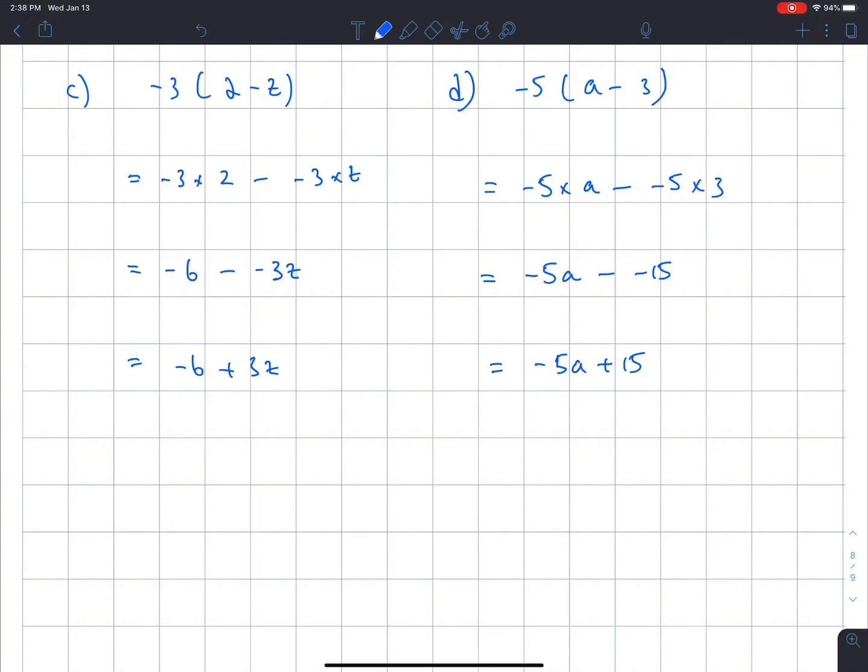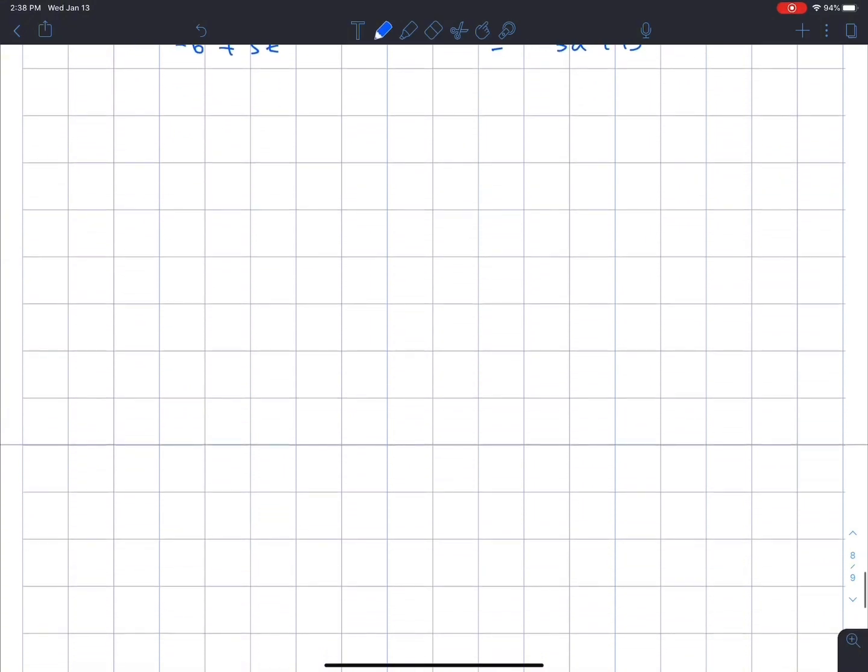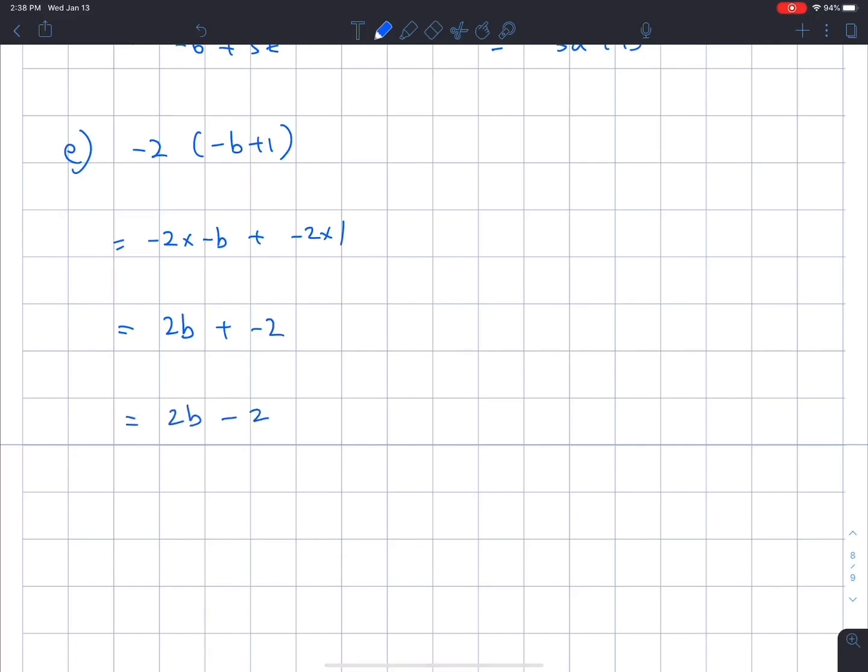And then moving on to E. Negative 2 bracket negative b plus 1. We got negative 2 times negative b plus negative 2 times 1. Negative 2 times negative b is positive 2b, plus negative 2 times 1 is negative 2, and positive negative will give us negative.